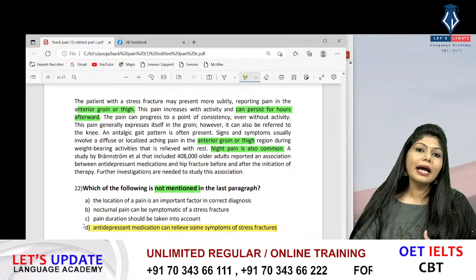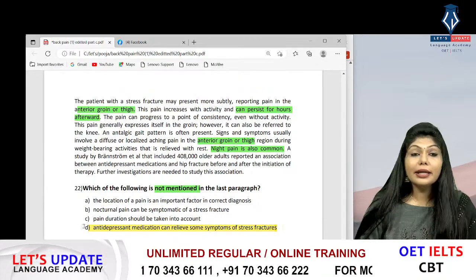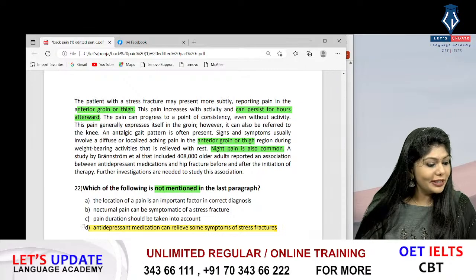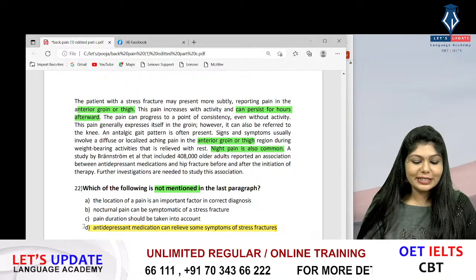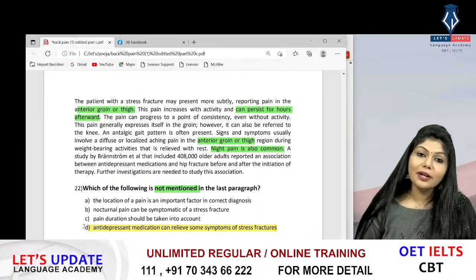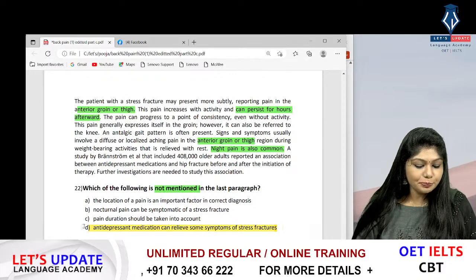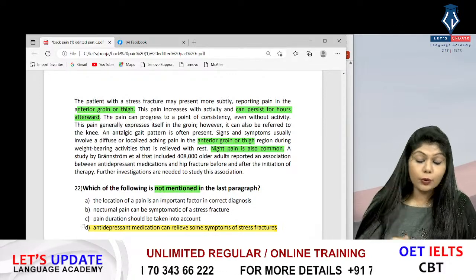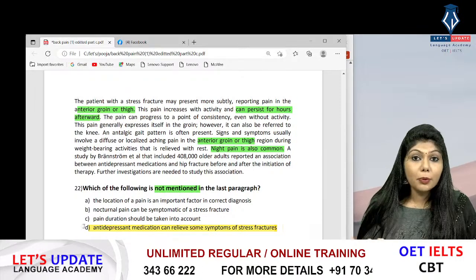Okay, so with that, we are coming to an end of the reading module discussion, and so now it's time to wind up. So I hope you have understood whatever we have discussed today, and I hope you have got an idea how to approach part C.